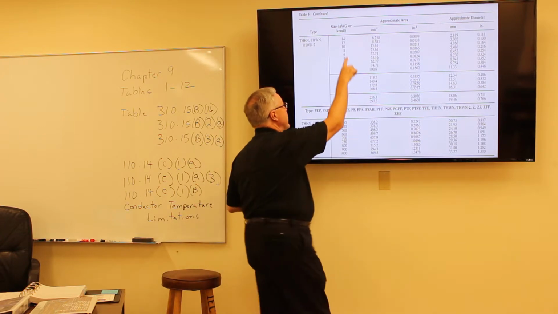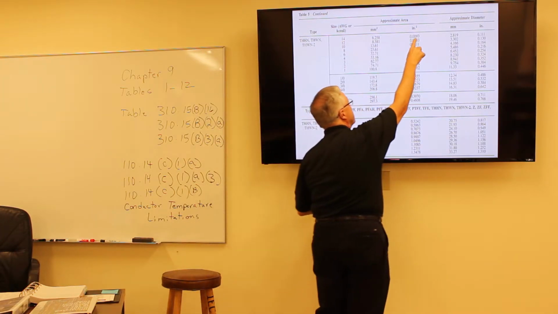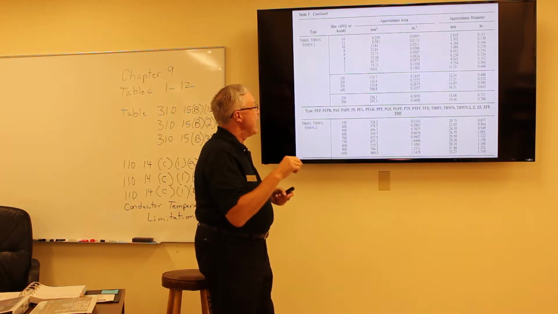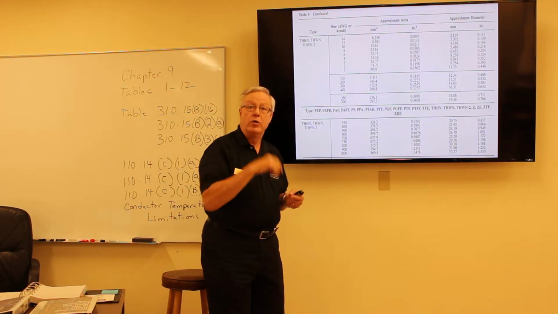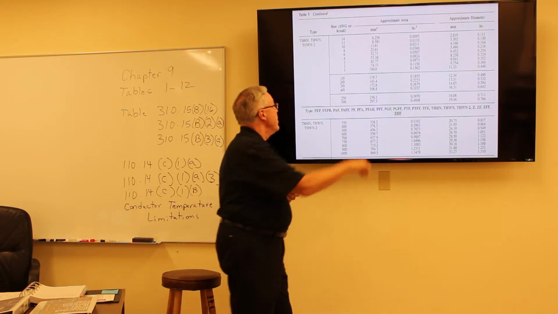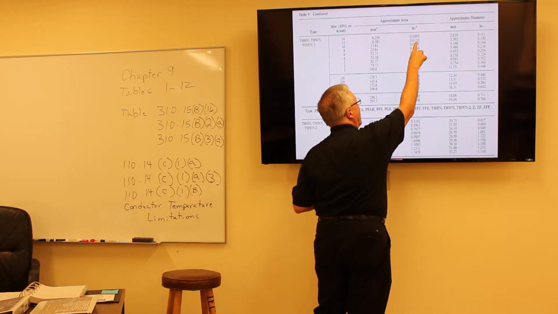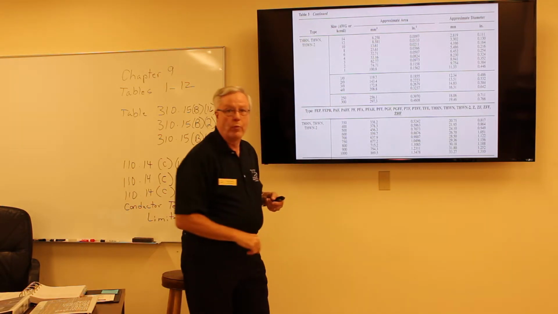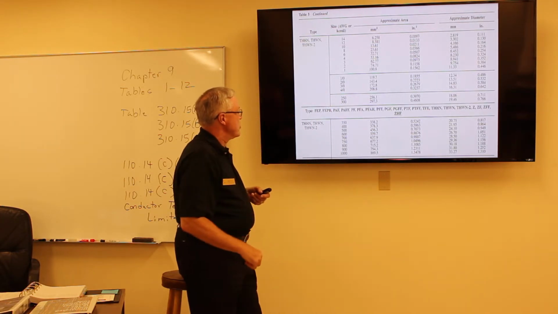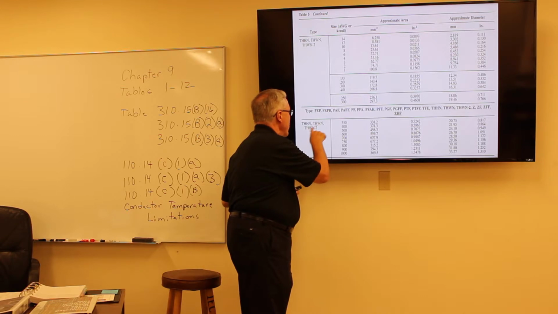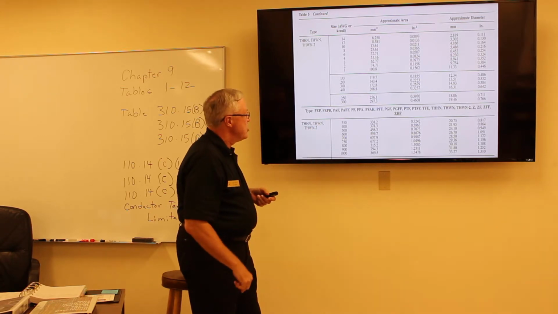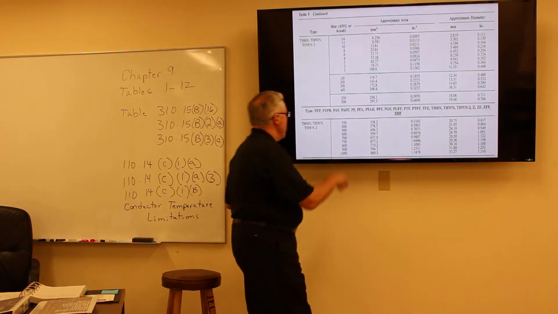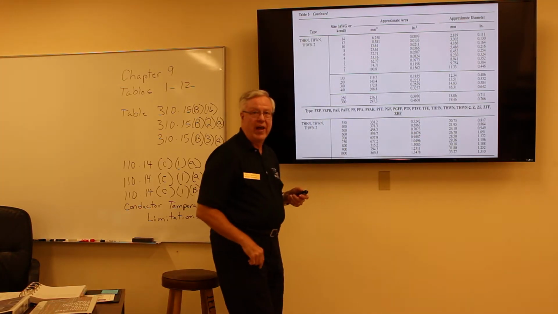So we would look and see that for number 14, the approximate area of one conductor would take up 0.0097 square inches of space. Number 12 would take up 0.133, and number 10 would take up 0.0211, and so forth for the different sizes. Here again, each one of them shows the different type of insulation and the approximate area in square inches, all the way up through size 1000.